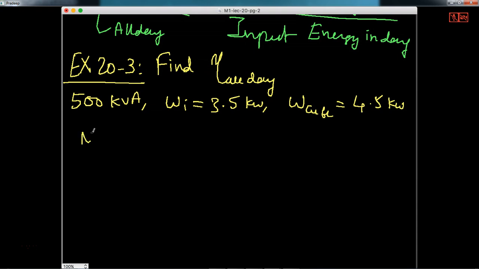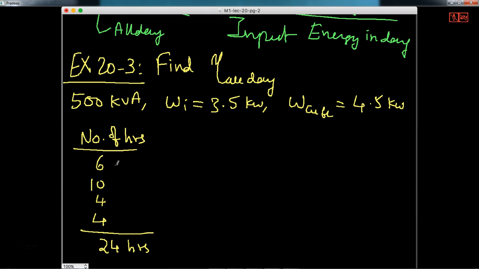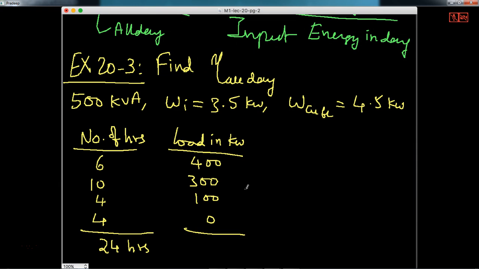So number of hours. So out of total day, 6 hours, 10 hours, 4 hours and 4 hours. So if I add all these things, 10 plus 4 is 14 plus 6 is 20, 20 plus 4 is 24 hours. So 24 hours is one day. So out of that, under 6 hours, the load in kilowatt. So what is the load in kilowatt? 400. Remaining 10, 300. Remaining 4 is 100 kilowatts. And last 4 hours, the load is 0. So this is the load.